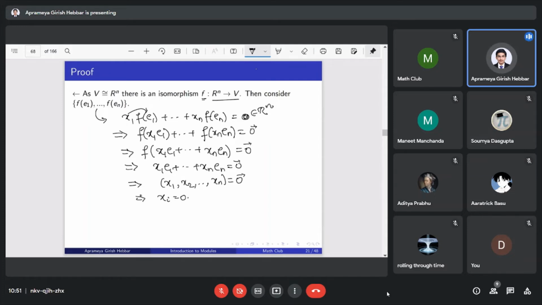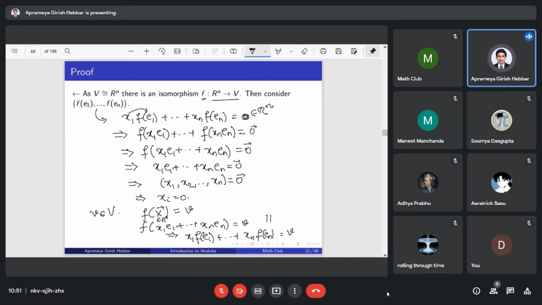And further, does this set generate the whole of V? To see that, let's take v in V. Since this is an isomorphism, in particular it is surjective. So there exists some x such that this equals v. What does that mean? So x belongs to Rn, and you can write that as x1 e1 plus up to xn en equals v. So this would imply you can write it as x1 f of e1 up to xn f of en.